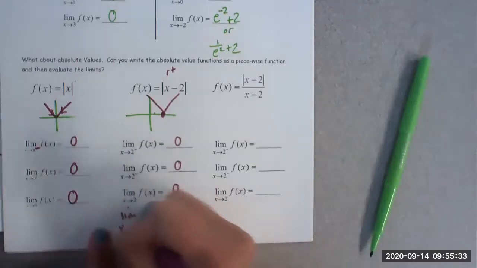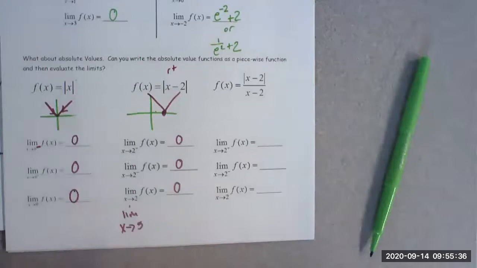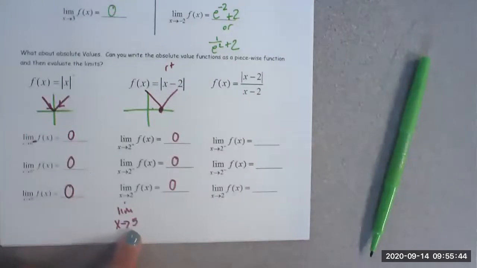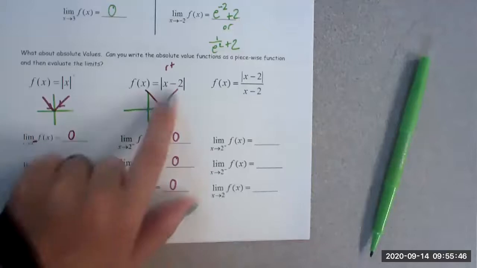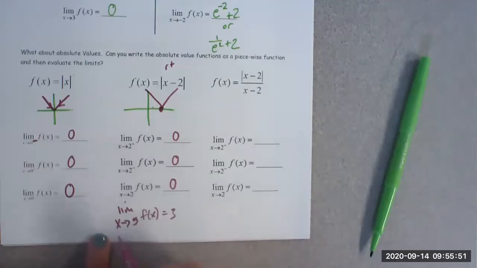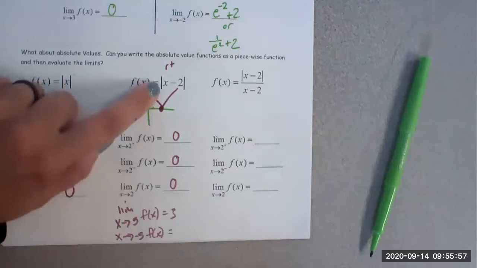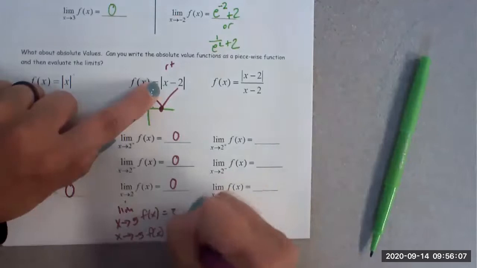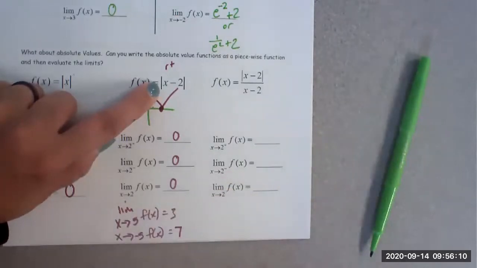What if I had asked you the limit as x approaches like 5? What would you do? Would it be easier to look at the graph or to look at the equation? Just plug in 5. So what's the answer? 3. What if it was x approaches -5? What would the answer be? Would it be 3? Because -5 minus 2 is -7, but remember it's in the absolute value, so it would actually be 7. Okay, so just be careful.